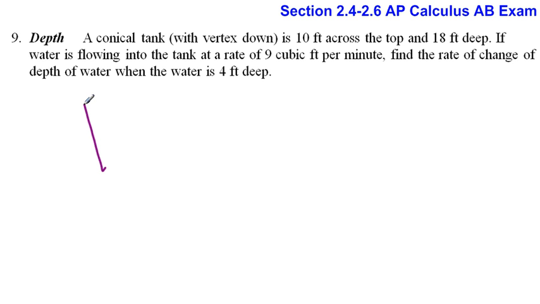So maybe we have something like this. It's a horrible drawing to say the least, but that's what we have right there. I'm just going to say this is my diameter. So we have a conic tank with the vertex down. This is my vertex right here, and it's 10 feet across. So maybe I'll just put a little 10 right here, 10 feet across.